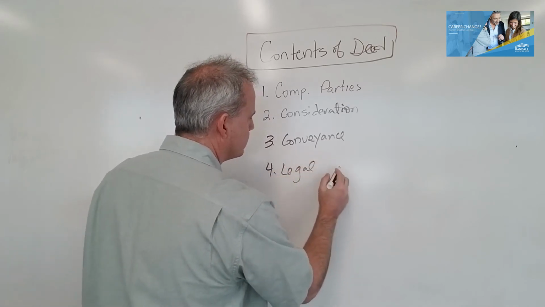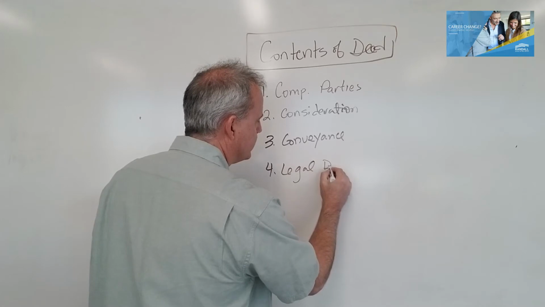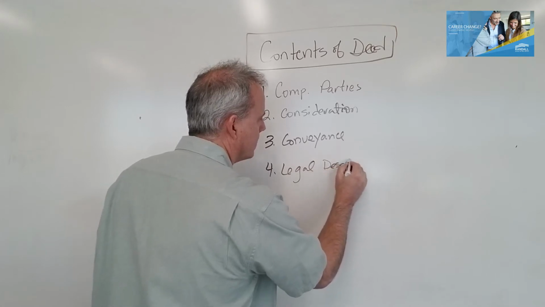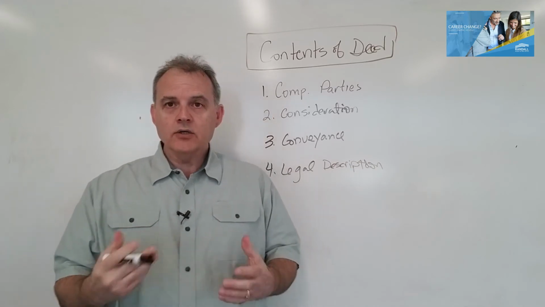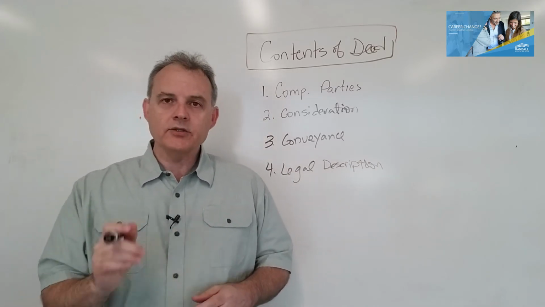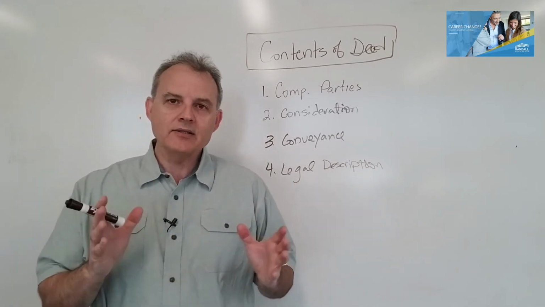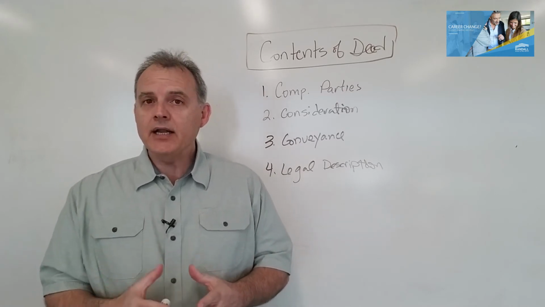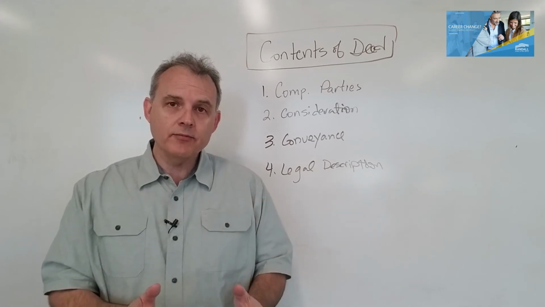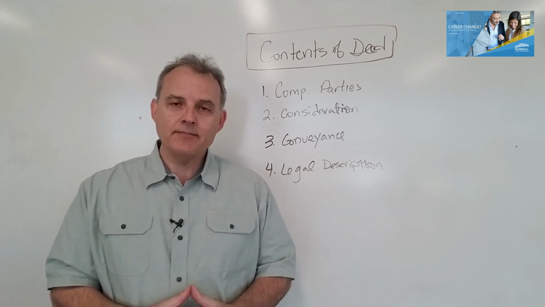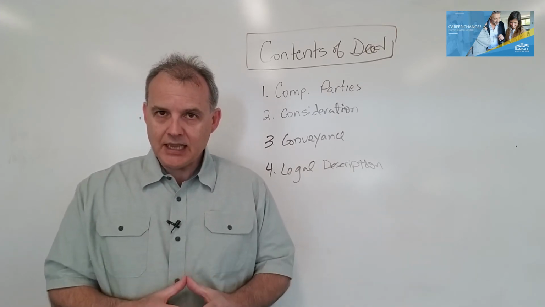Number 4, legal description. Now, there's 2 types of addresses to a piece of property generally. All right, legal description. Now, most of us are familiar with the postal address, 123 Main Street, right? That's the postal address. That may or may not be in a deed or in a real estate contract, but the legal description, like we talked about in chapter 3, must be in there.